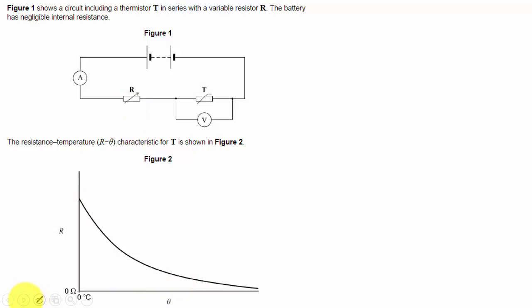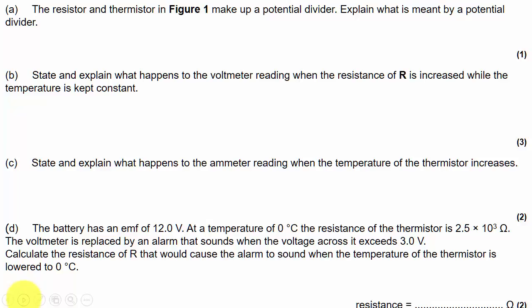Alright, so the resistor and thermistor is set up to make a potential divider. Explain what's meant by a potential divider. Okay. Now, I would initially have said a potential divider divides up the potential difference, right? But the mark scheme doesn't accept the word divide, probably because it's actually in the word already.